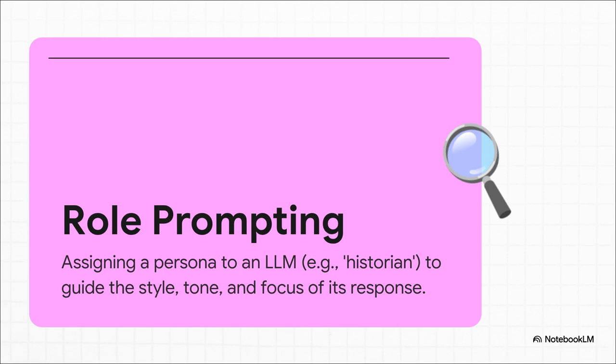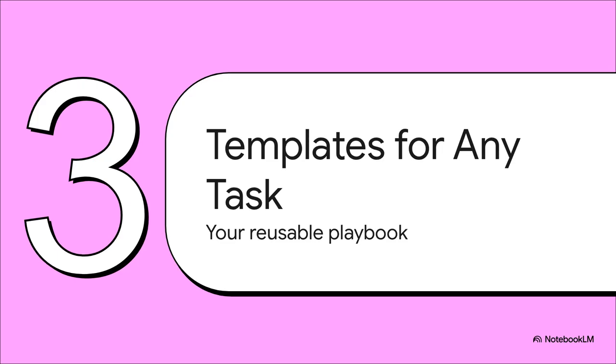Let's just zoom in on that first step for a second because it is incredibly powerful. Role prompting. Just by telling the AI who it should be, like you are an expert marketer, or you are a patient science teacher, or a detailed historian, you immediately set the entire context for the conversation. This one simple command shapes the tone, the style, and the focus, and leads to dramatically better results. It's a game changer.